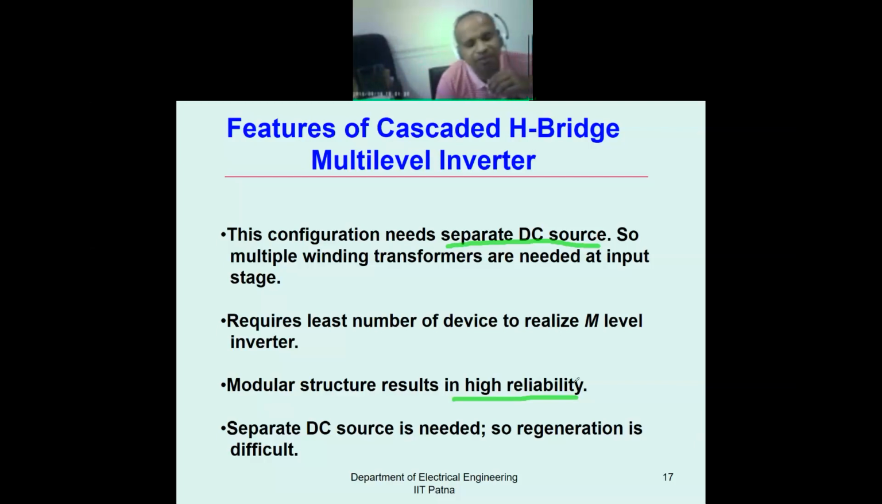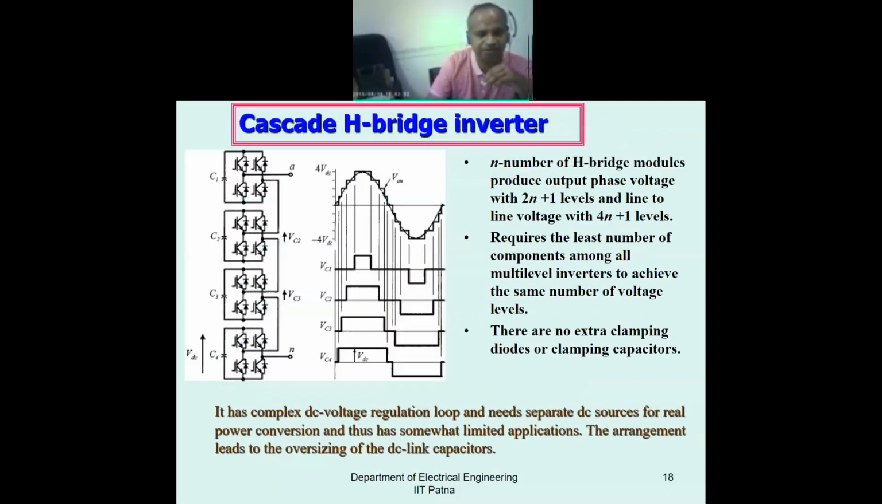Then separate DC sources are needed, so regeneration is not possible, because in regenerative drive you will feed the power back to the source, and at that time your DC sources are distributed. If you feed back to one converter, the other two diode, one capacitor will overcharge, and the other two will become undercharged. So that is another problem with this cascaded multi-level.